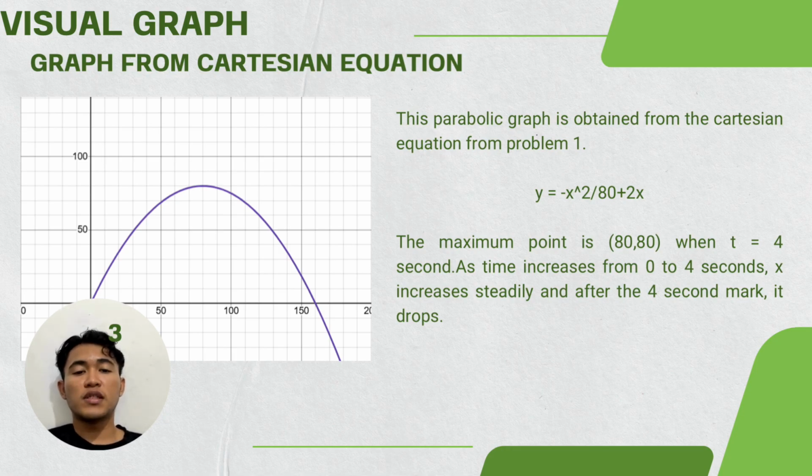Okay, as you can see, this graph forms a shape sort of like a frown. And from that graph, we can obtain the maximum point, which is at x 80 and y 80 when t equals 4 seconds. As time increases from 0 to 4 seconds, x increases steadily, while y also increases. But after the 4-second mark, x continues to increase while y begins to drop. This graph represents the projectile motion.